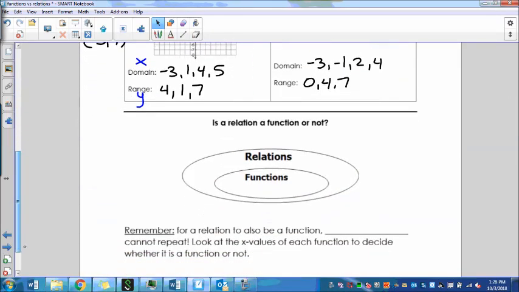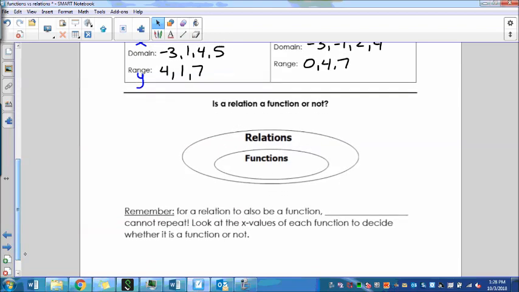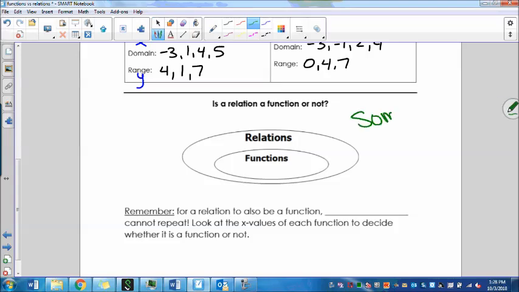Okay, back to this relation function idea. It says, is a relation a function or not? Well, the answer is sometimes. It's not always a function. If you see this kind of Venn diagram, relations is on the outside because relations is a broad category. It covers a lot of different types of ordered pairs, where functions is a specific type of relation.